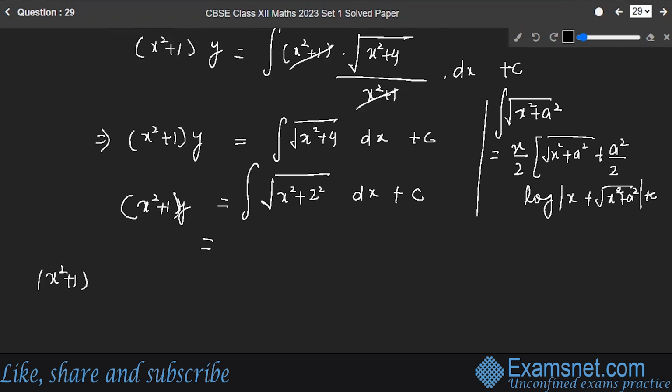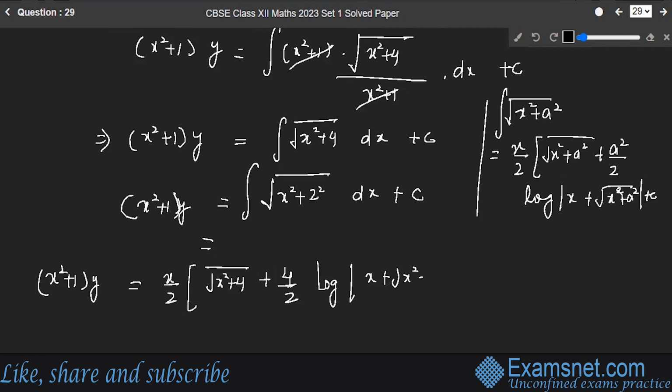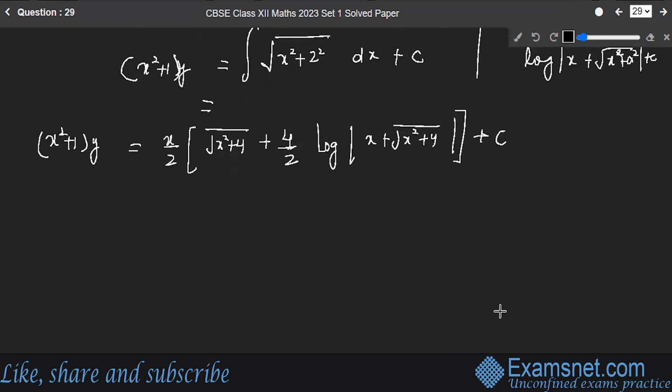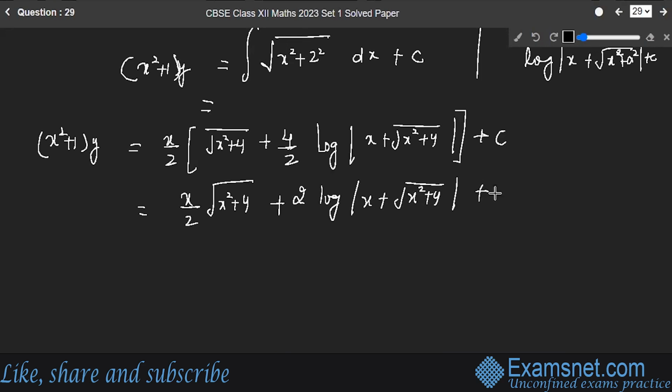This will be written as x squared plus 1 into y is equal to x by 2 root of x squared plus 4 plus 4 by 2 log of x plus root of x squared plus 4 plus the constant c. So this will be written as x by 2 root of x squared plus 4 plus 2 log of x plus root of x squared plus 4 plus c.